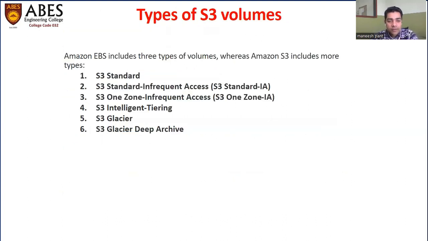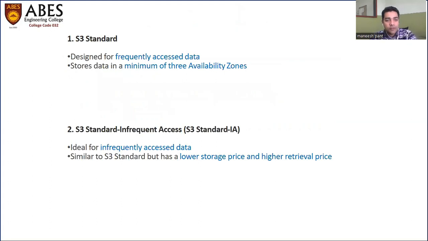Next, these are the 6 types of Amazon S3 provided to us. The first type is S3 standard, then S3 standard infrequent access, S3 one zone infrequent access, S3 intelligent tiering, S3 glacier, and S3 glacier deep archive. According to the names, they have set these different storages, capabilities, and characteristics. So let us first see what is S3 standard. S3 standard is the most commonly used storage of S3.